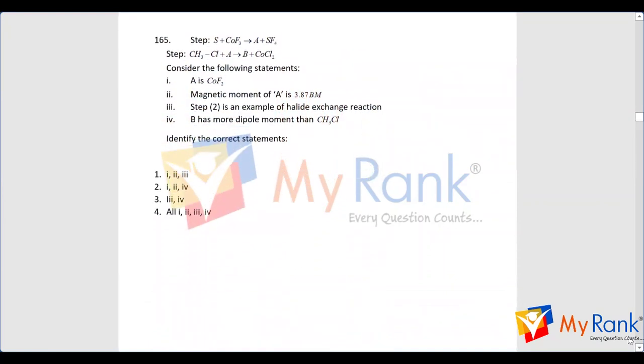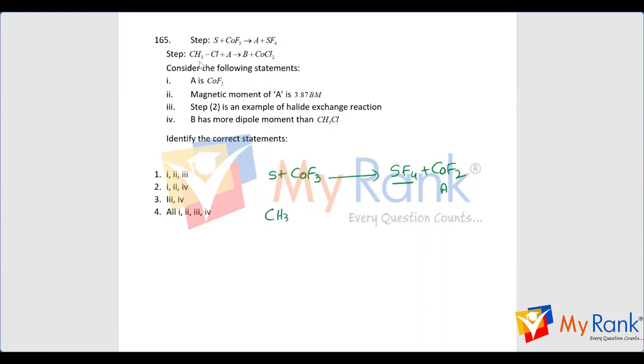Now, step 2 reactions are given. One is S plus COF3. COF3 is a very good fluorinating agent as well as oxidizing agent. We get SF4 plus COF2. And the next one, this is A, SF4 and this is A. The equation is not balanced, not required.